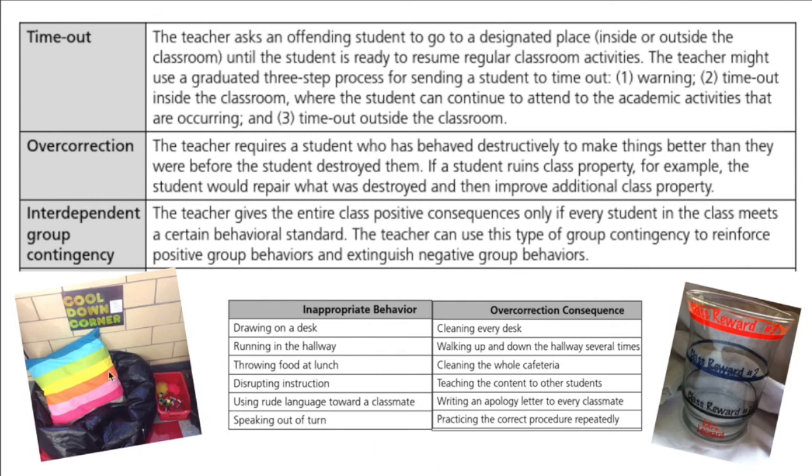So here we have, for the first one, timeout. We've got a little space inside the classroom. For overcorrection, a list of different behaviors that would need to be overcorrected. For example, using rude language towards a classmate, working to compose or write a sincere apology letter to the classmates. And over here, a group contingency jar as an example, where the class works together to get the class reward, the first one, the second one, and the third one.